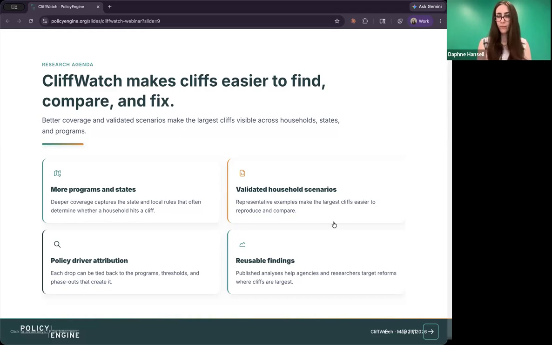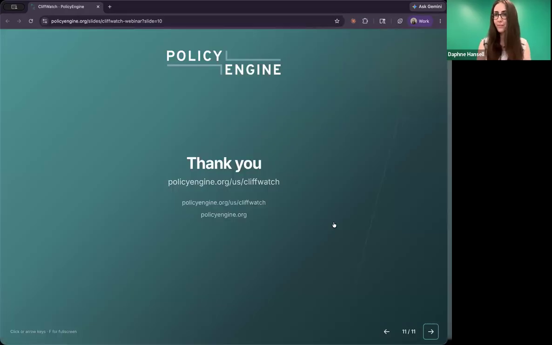So yes, we are eager to look at what is the total prevalence, total sort of impact of those cliffs, and also hopefully work with researchers who are understanding the labor supply and other kinds of downstream effects of these policy attributes. So with that, we're really grateful that you all joined.